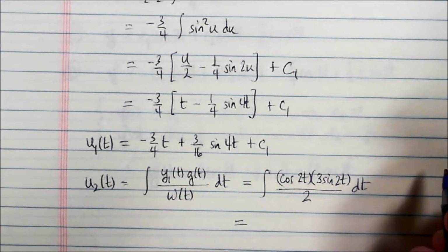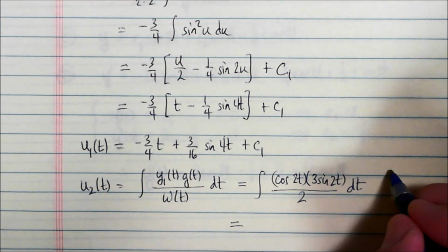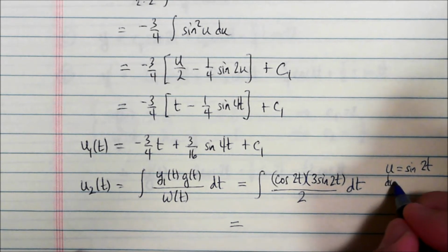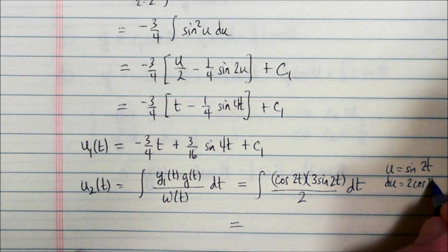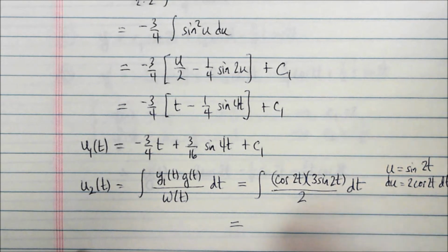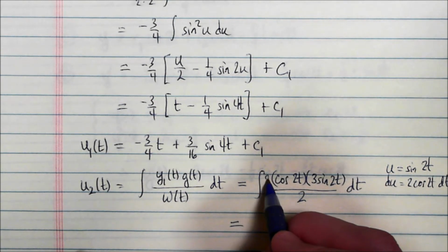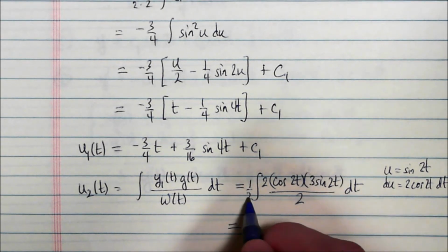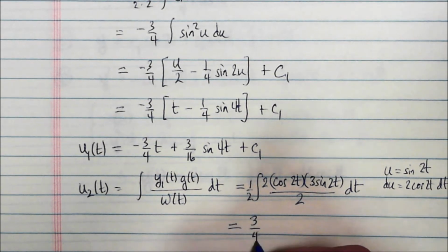Okay, for this I will use a u substitution again. So let's let u be equal to sine of 2t. du will be equal to 2 cosine of 2t dt. So I need an extra 2 up top, which means another half on the bottom. So 3 and 4 here, so 3/4 comes out.